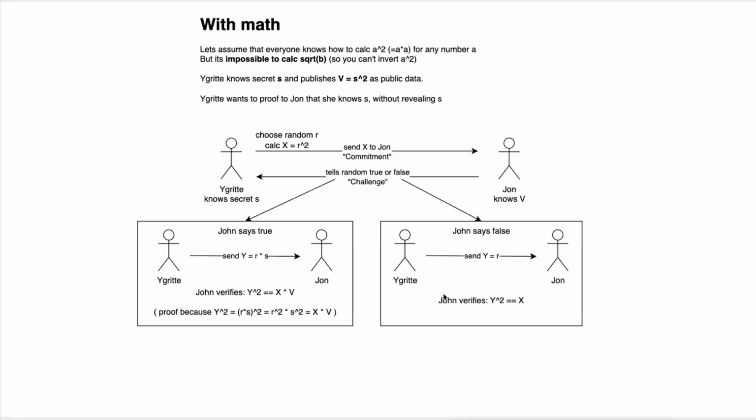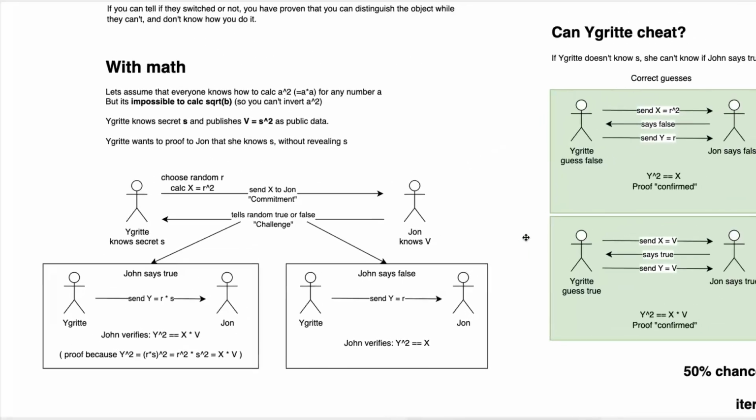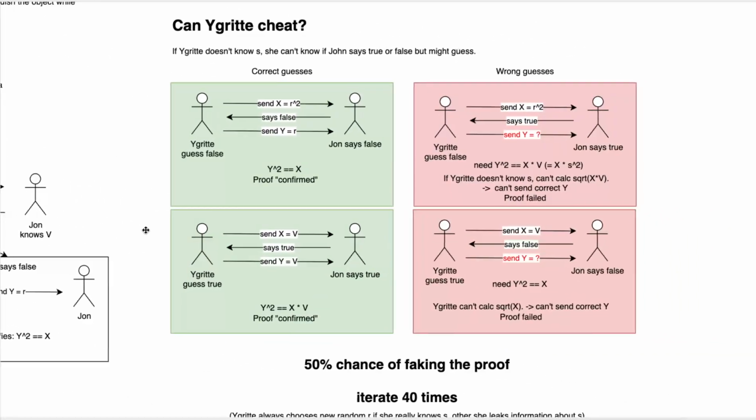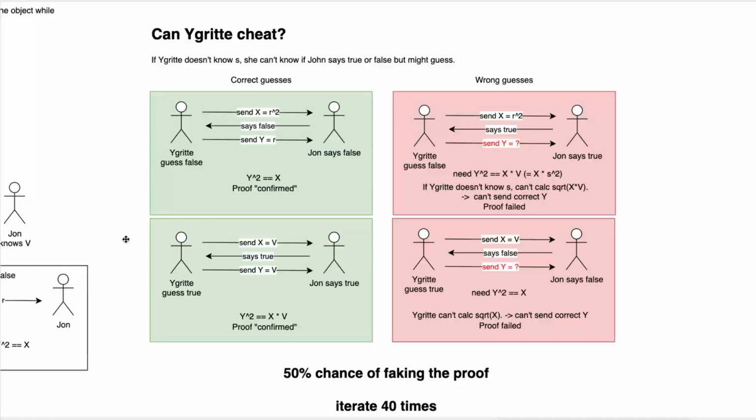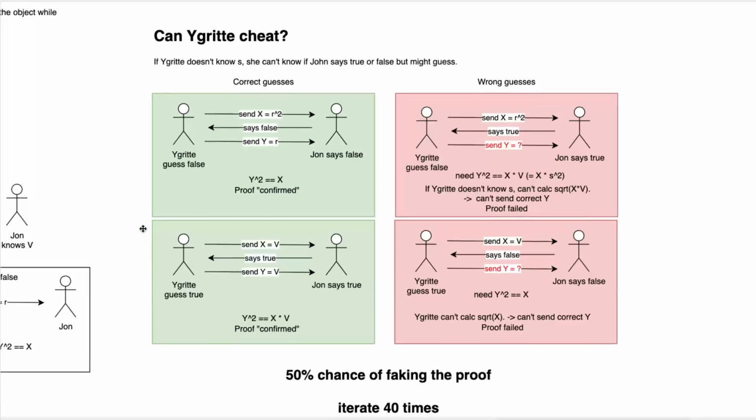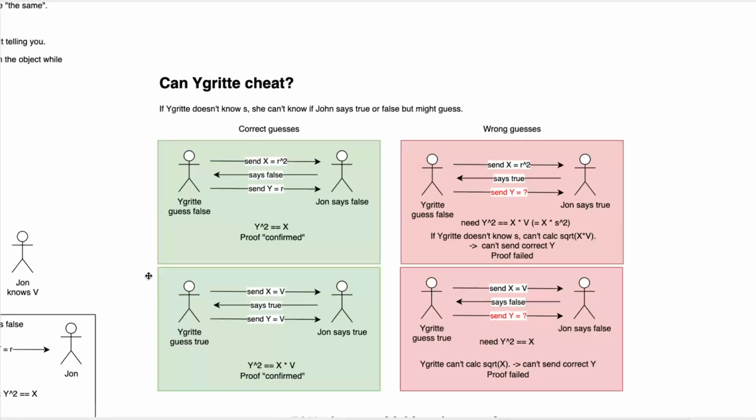Now, first question, does this prove that she knows the secret? Second question, is it zero knowledge? Is John getting any knowledge from that? First, does it prove anything? Basically, the question if it proves anything is about, can she cheat?